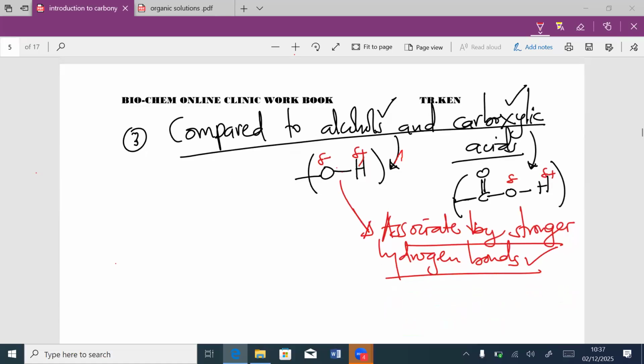We talked about alcohols. We say that in alcohols and carboxylic acids, their molecules associate by stronger hydrogen bonds, and because they associate by strong hydrogen bonds, it makes them what? They cannot be easily broken at a particular temperature, and that gives them a higher melting and boiling point compared to carbonyl compounds. I think we are fine with that.